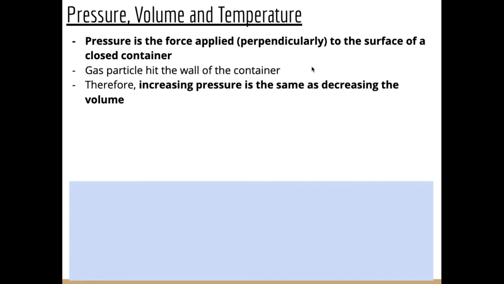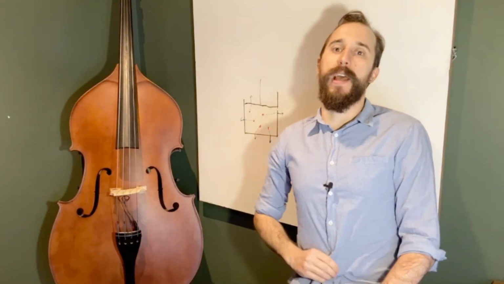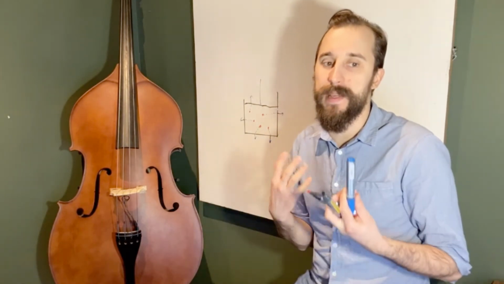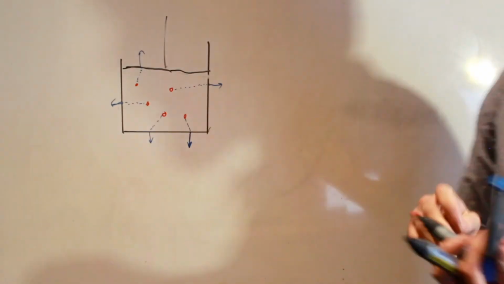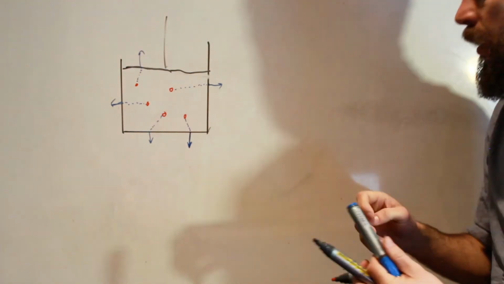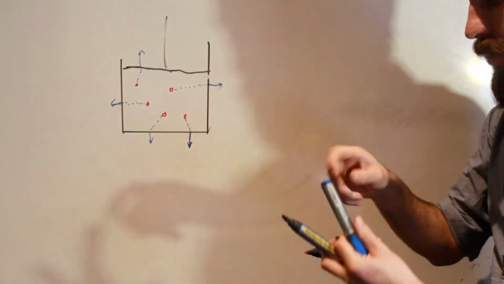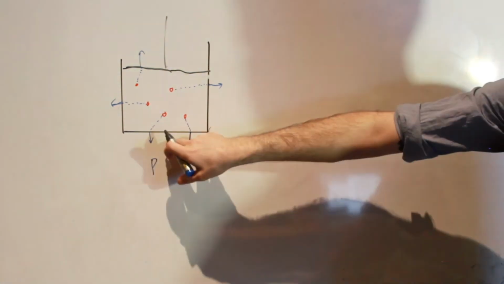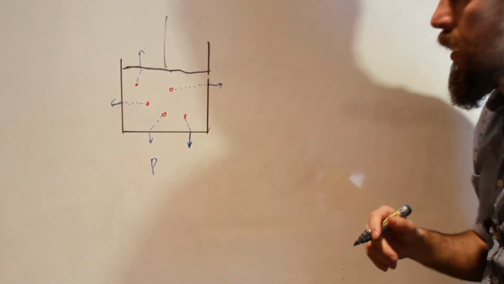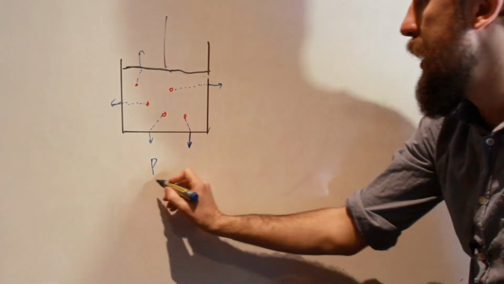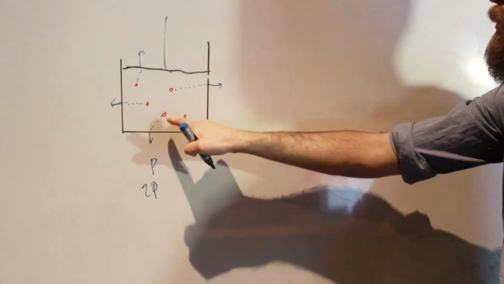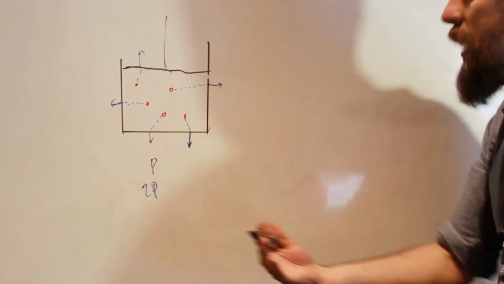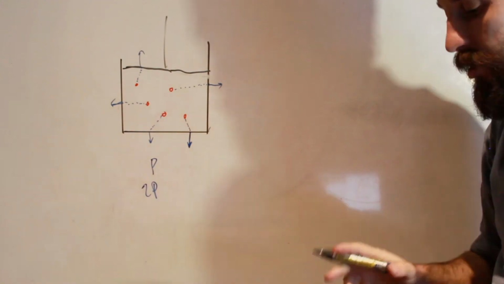So we can talk about a relationship between pressure and volume, because increasing the pressure is going to be the same as decreasing the volume. Let's consider that. Let's say I've got a certain pressure here, P. That's the force with which all the gas particles are colliding with the wall. If I were to double the pressure, let's say 2P, that means these particles would be hitting the container with twice the amount of force, so we get double the pressure.